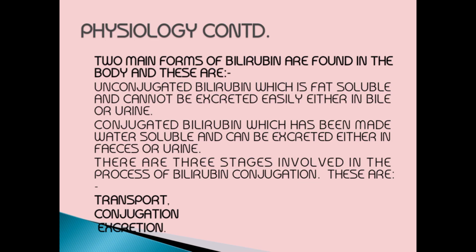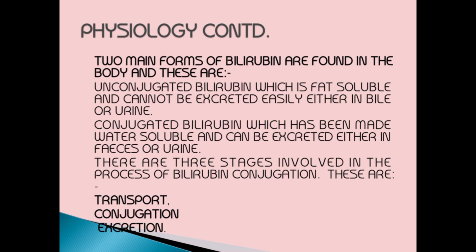Let's keep going. The two main forms of bilirubin found in the body are conjugated bilirubin and unconjugated bilirubin. Unconjugated bilirubin is fat soluble, like I've said, and cannot be excreted easily in urine or feces. The other form is conjugated bilirubin, which has been made water soluble. This one that has been conjugated is now easy to remove out of the circulation, either in feces or in urine.